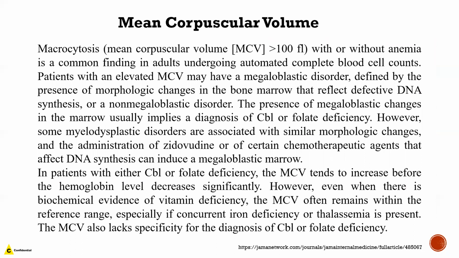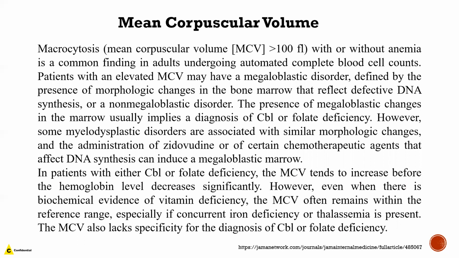Macrocytosis, or mean corpuscular volume more than 100 with or without anemia, is a common finding in adults undergoing automated complete blood counts. Patients with elevated mean corpuscular volume may have a megaloblastic disorder, defined by the presence of morphologic changes in the bone marrow that reflect defective DNA synthesis, or a non-megaloblastic disorder. The presence of megaloblastic changes in the marrow usually implies a diagnosis of cobalamin or folate deficiency. However, some myelodysplastic disorders are associated with similar morphological changes.